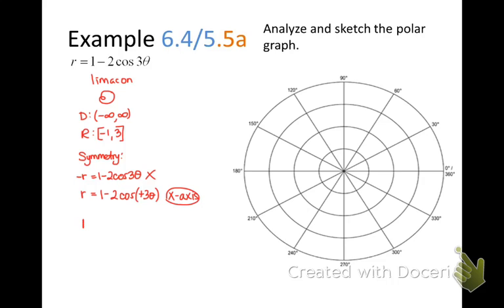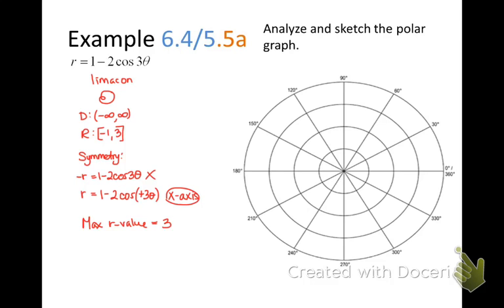What's your maximum r value here? Three. Yep. It's the maximum of your range because you're looking at the maximum that your rose petal goes out to, right?